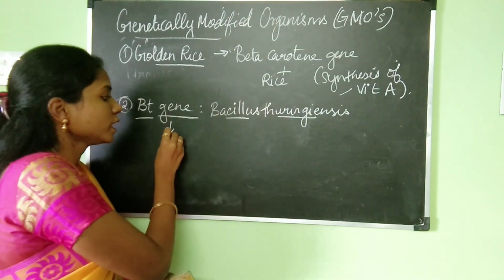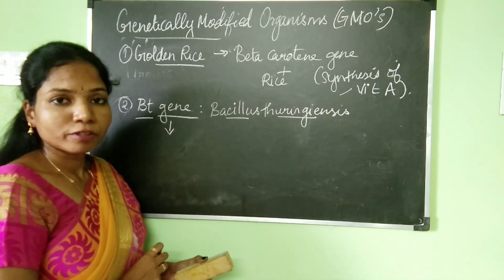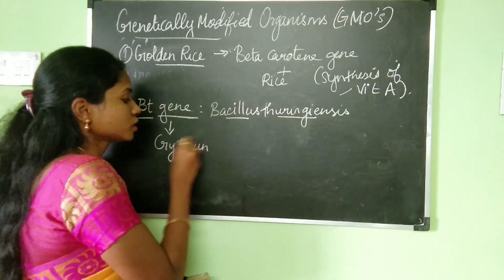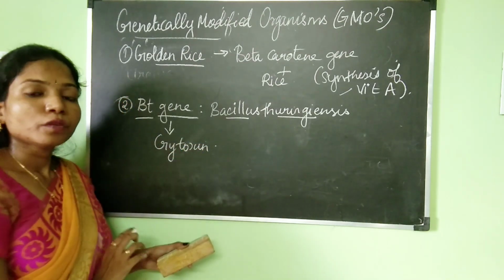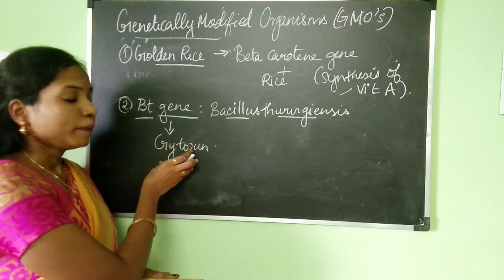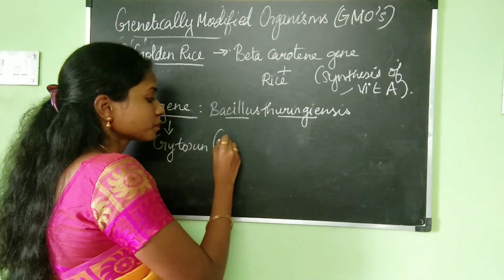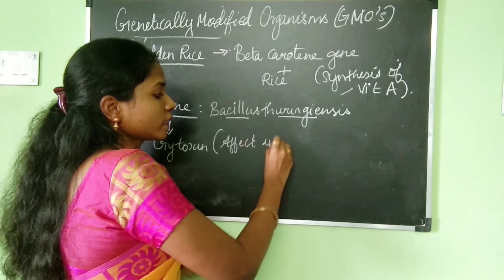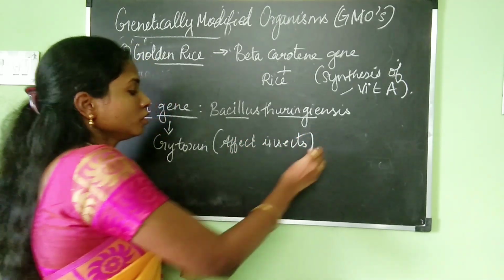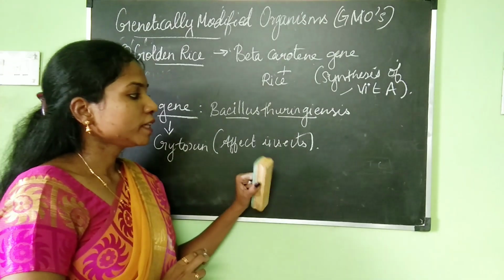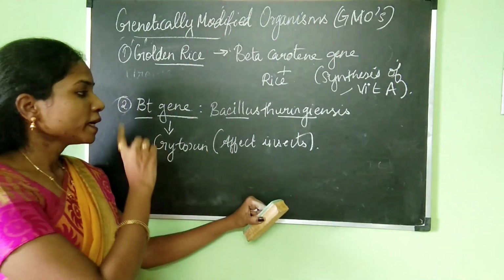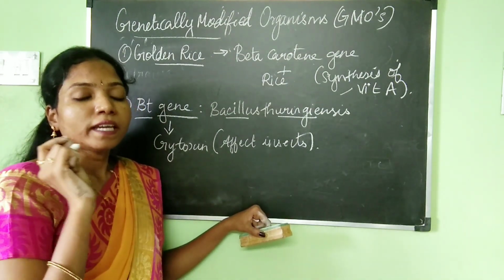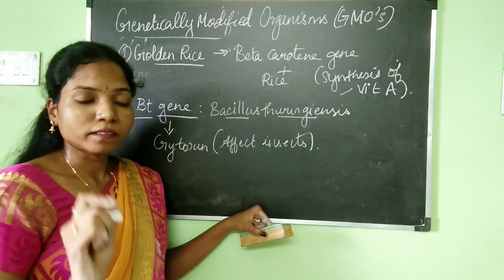So this Bt gene, which is obtained from Bacillus thuringiensis, produces a toxin which is called the cry-toxin. And this cry-toxin, which is produced by the Bt gene, affects the insects. So when this Bt gene is incorporated into plants, the plants become insect resistant.